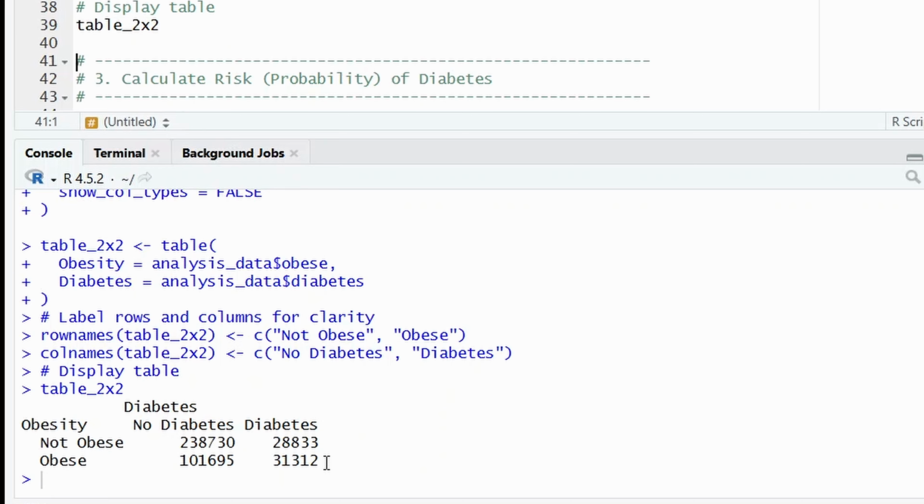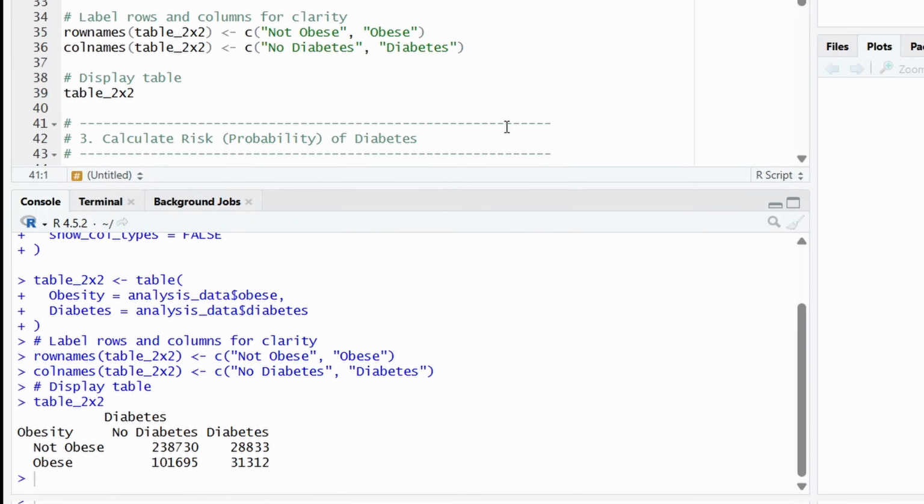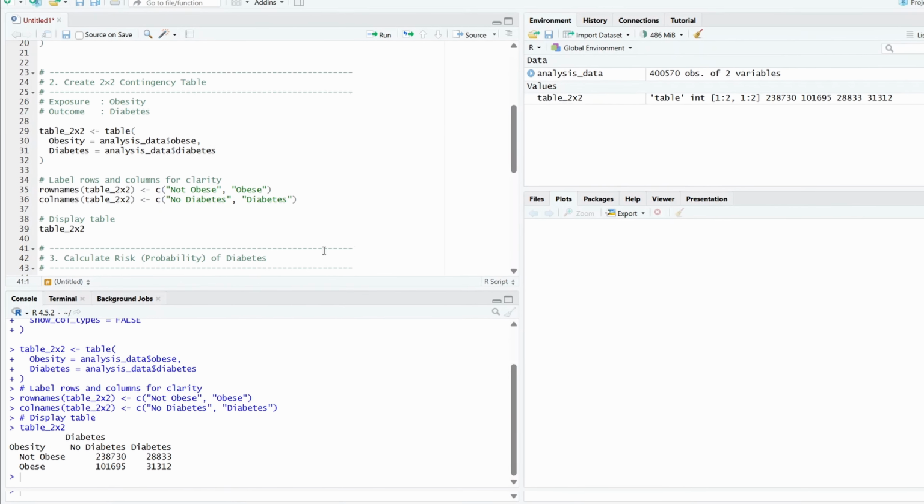Before doing any calculations, we can already see a pattern. Diabetes appears more common among individuals with obesity. And this is exactly why contingency tables are so important in public health. They allow us to detect patterns in population health data quickly and clearly.